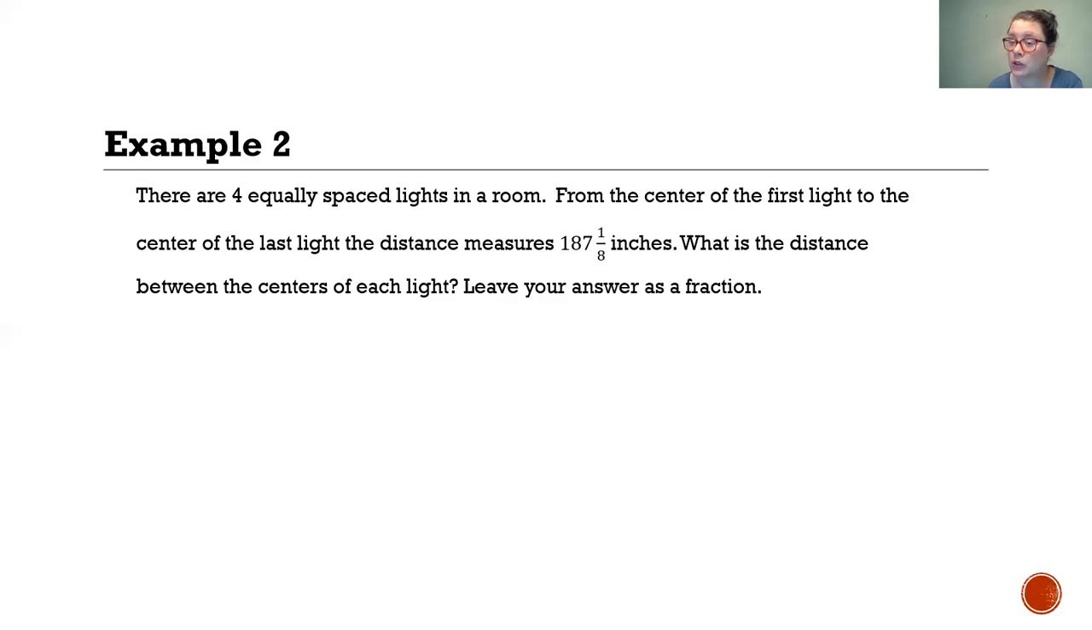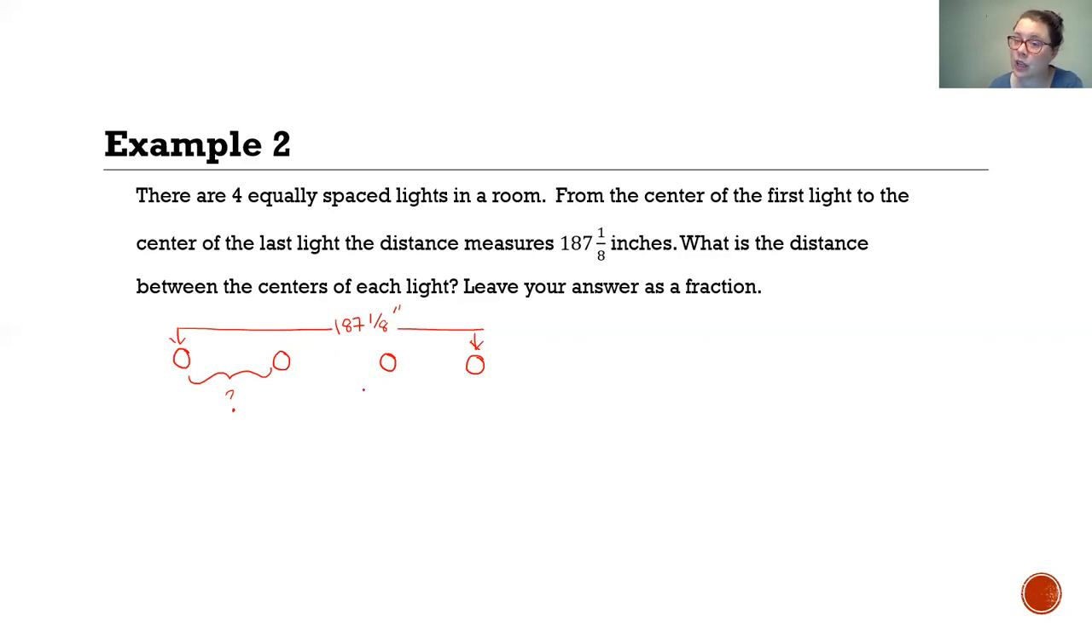So the first thing I would do for this one is, once again, diagram it out. So we have 4 lights. So there's my 4 lights. From the center of the first to the center of the last, we have 187 1/8 inches. I need to figure out what's the space between one light. Okay, so all the spaces are equal.